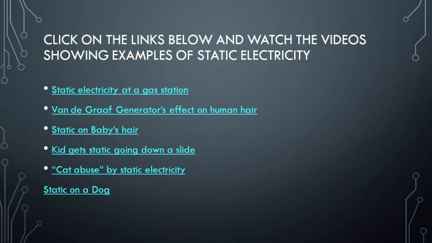Okay, so take a look at that video, the static electricity gas station, and then the other ones. The Van de Graaff generator is kind of long, but you can look through that and see how static electricity can be transferred. The other ones are very short: the baby's hair going down a slide, the cat and the dog. They're really funny. You can look at some static electricity where you're wiping electrons from one object to another object. Okay, so look at those, and there will be some questions on your assignment on static electricity on these videos. So make sure you view them all.